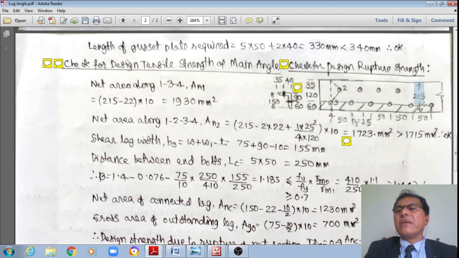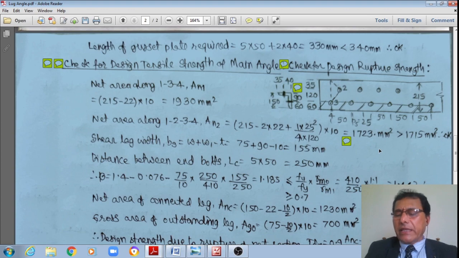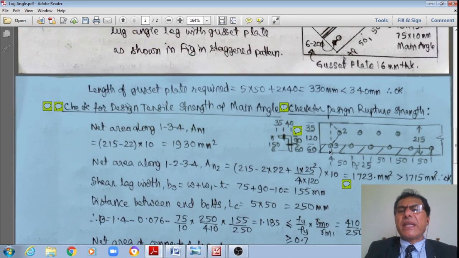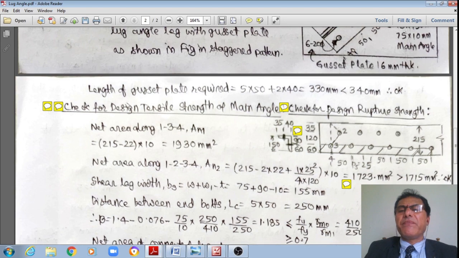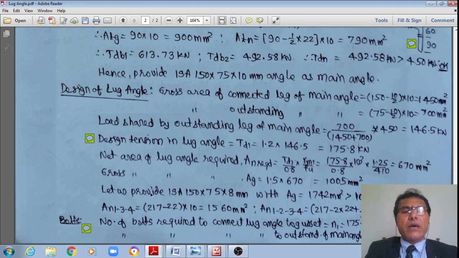Let me check. The only difference here is, now this length, instead of 215, will become 150 plus 75 minus 8 mm, that is 217, as well as the gauge distance. Instead of 120, it will become 90 plus 40 minus 8, so the gauge length will become 122. These are the changes. Whereas the crack patterns, because the bolts are in a staggered pattern, it may fail either along 1 3 4 or along 1 2 3 4. These both we have seen for the main angle also, and the same is applicable for the lug angle also.